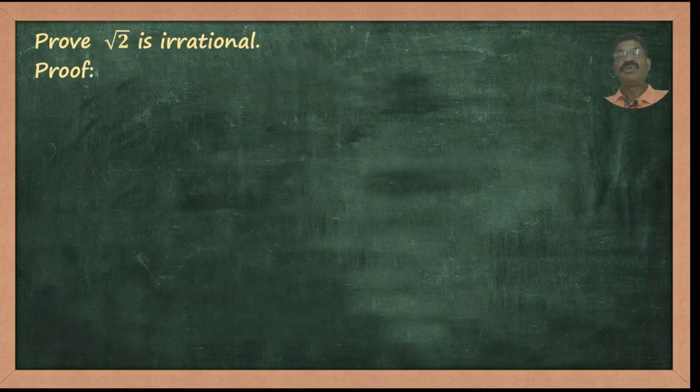First, we prove root 2 is irrational. For this, we use the method of contradiction. To prove root 2 is irrational, first we assume that root 2 is rational. Then we develop the concept. Finally, we will arrive at a contradiction. This contradiction is because of our wrong supposition.